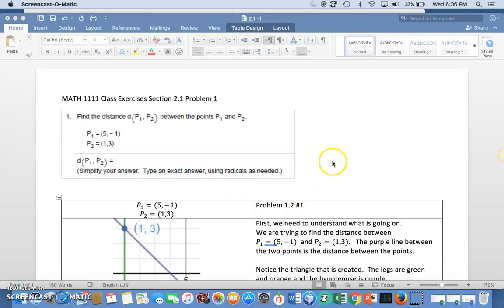Okay, this is section 2.1. This is problem number 1, and you're finding the distance between 2 points. You're given 1 point is (5, -1). A second point is (1, 3), and you're finding the distance between the two.